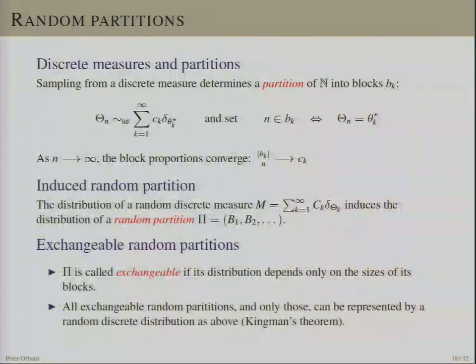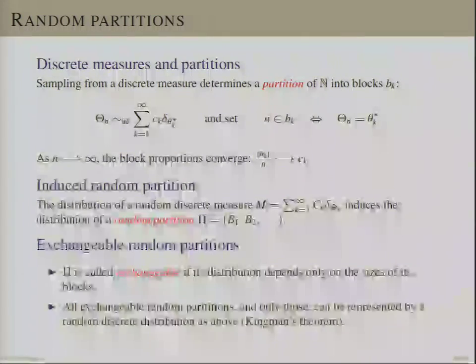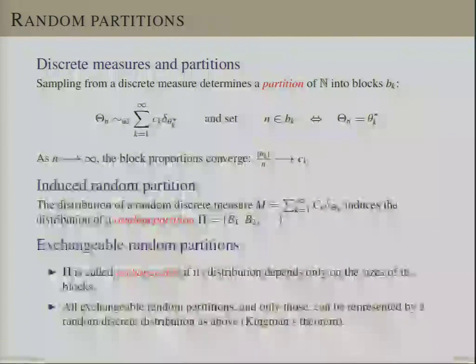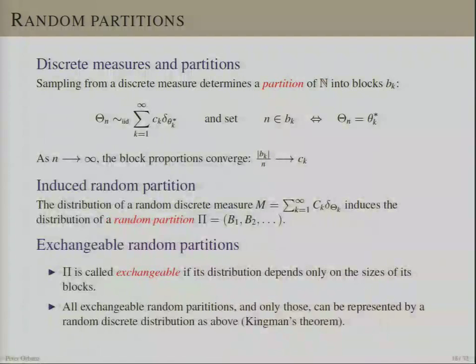Very simple. Okay, so that may look like a triviality at first glance, but if we look at the distribution of this quantity and the distribution of this partition, then they correspond to each other, but they are slightly different objects. And we have to distinguish that. Whenever we have a random discrete measure, it induces a random partition. And the Dirichlet process is a distribution on a random discrete measure like this, so it induces a distribution on random partitions.